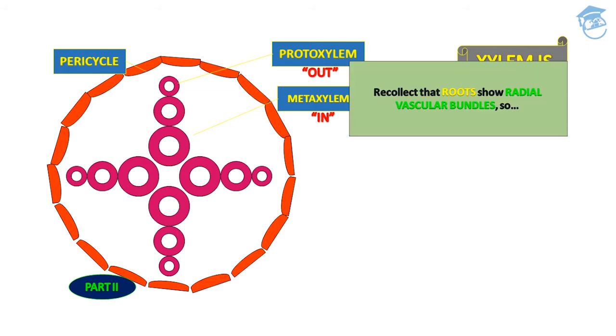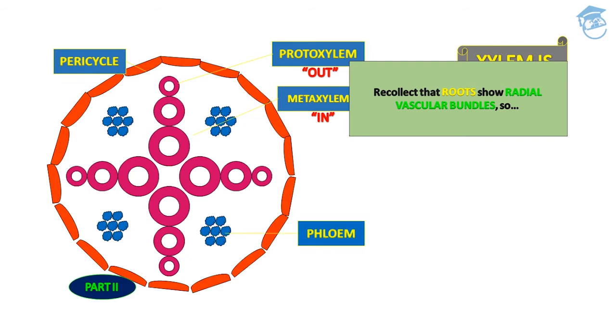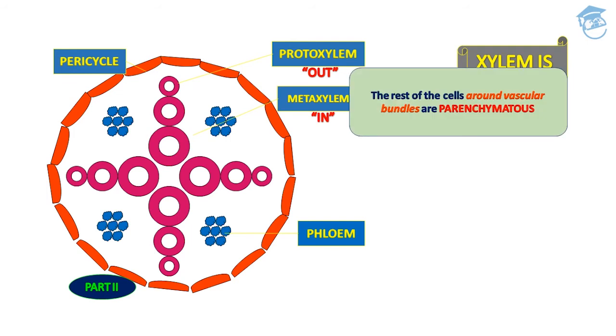Okay, so recollect that roots show radial vascular bundles. So this is like this. This is a radial vascular bundle, I have already taught you. This is phloem, and this is xylem, and they are present on different radii. That's why it is called a radial vascular bundle.